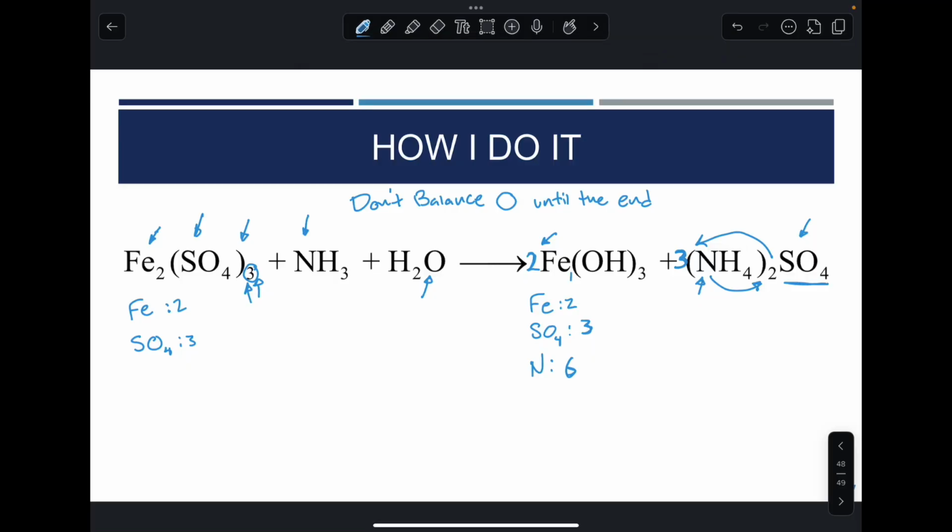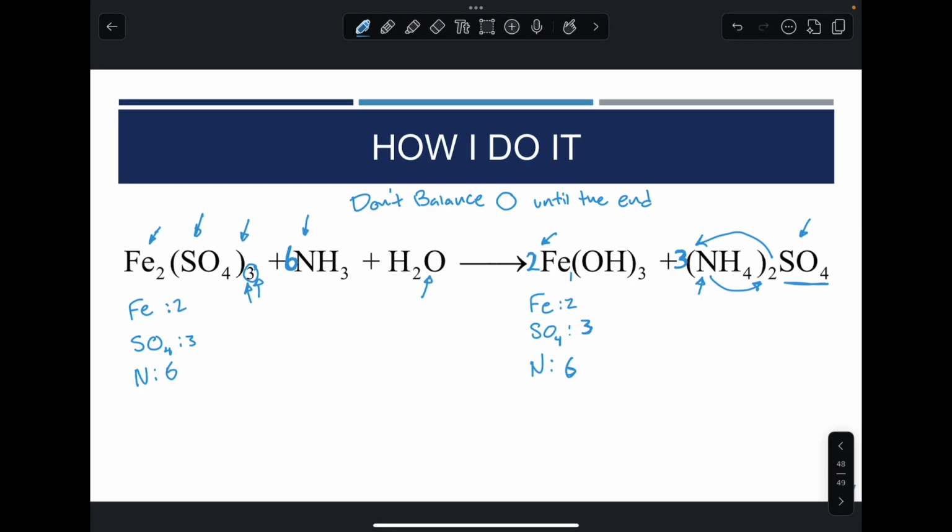And so we have to multiply this number as well. So we will do this, 6. Put a 6 right there. And so now what was n has 1 is now n is 6. Okay, so now that we've done all of the other elements, there's only hydrogen and oxygen left over. And usually, it does say don't balance O until the end, but we're basically at the end.